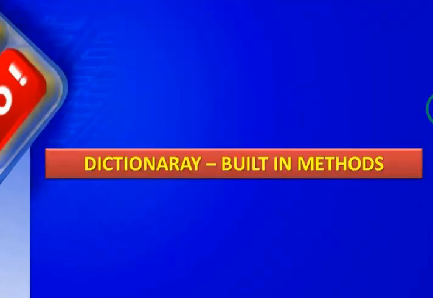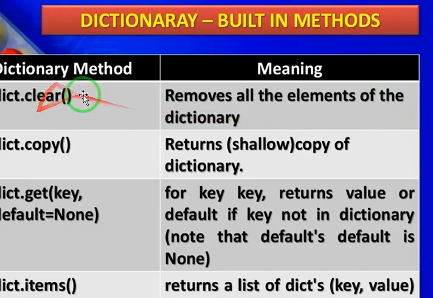Now some of the built-in methods in a dictionary. Dict.clear removes all the elements of the dictionary. When we want to copy something, we use dict.copy. Then for dict.get, we use the key. So for a key, we return the value or default if the key is not in the dictionary. And by using dict.items, we return a list of the dictionary's key, comma, value pairs.